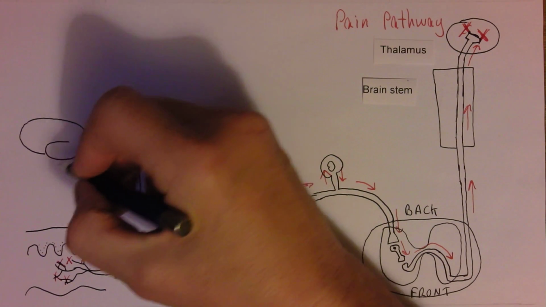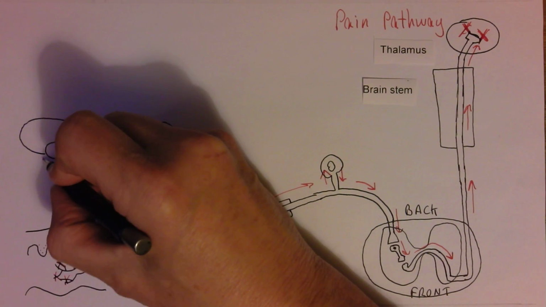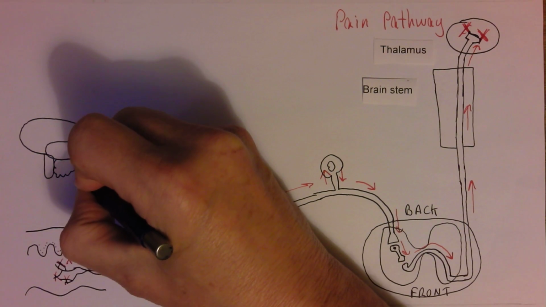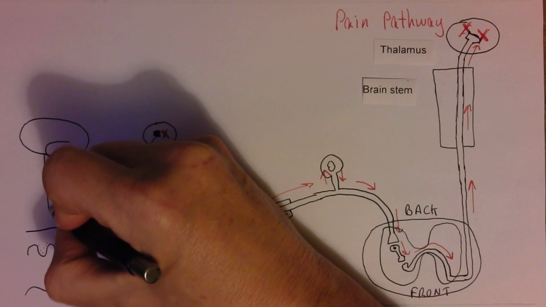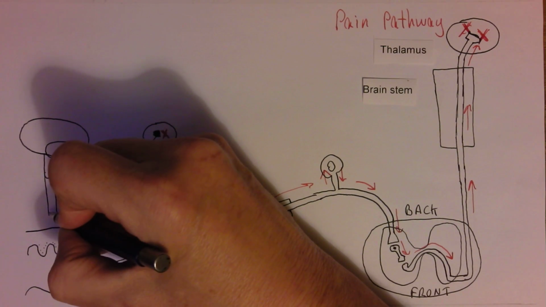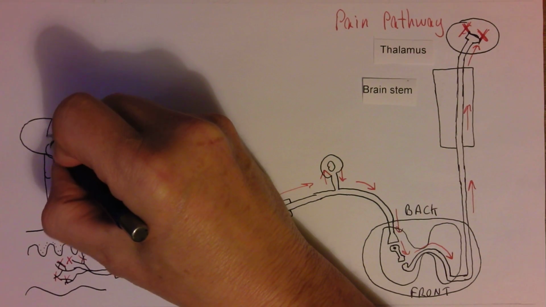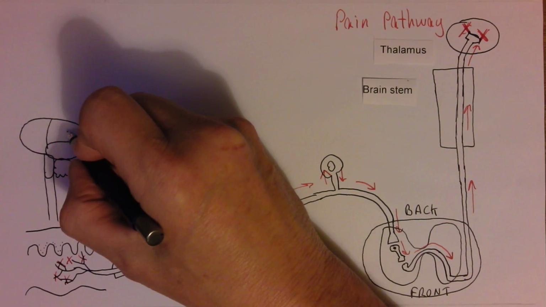Top part of the brain is the cerebrum. Then we have the brainstem just there and the cerebellum behind. And the spinal cord is continuous with the brainstem. And here we have the frontal lobe and here we have the parietal lobe.